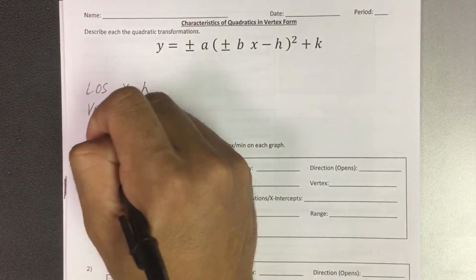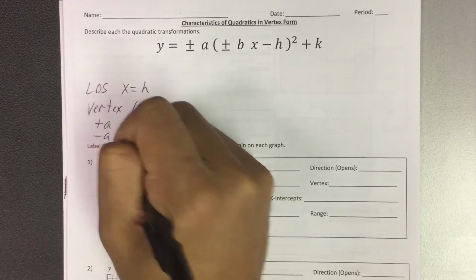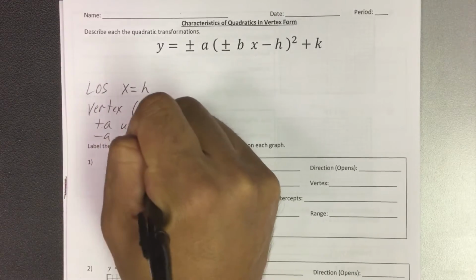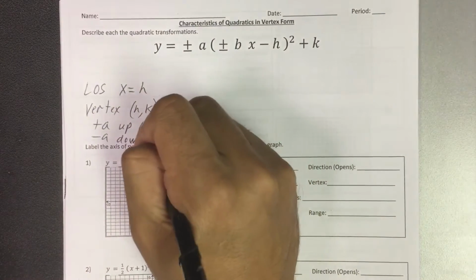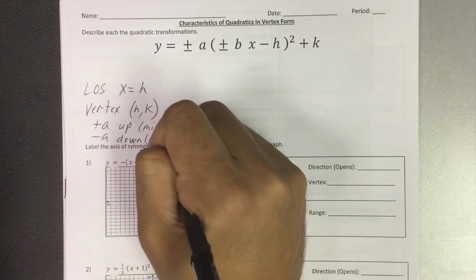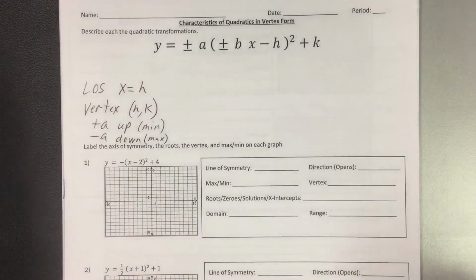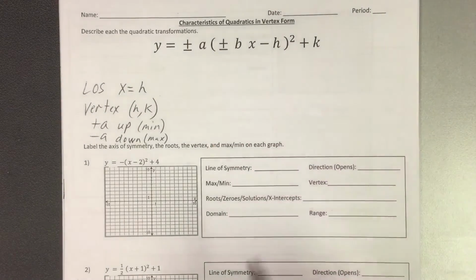And then we have to know that if we have a positive a, it opens up, and a negative a is down. What does that mean? If it's pointing up, you have a minimum. If it's pointing down, you have a maximum. That'll help us if you're using the calculator. It'll also help us figure out what we're doing with our range.